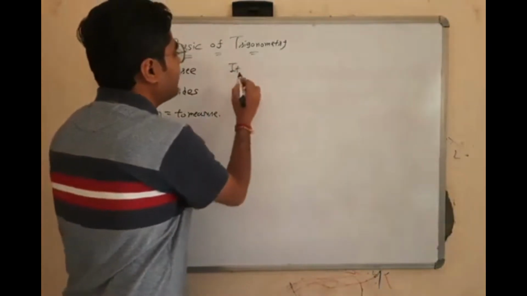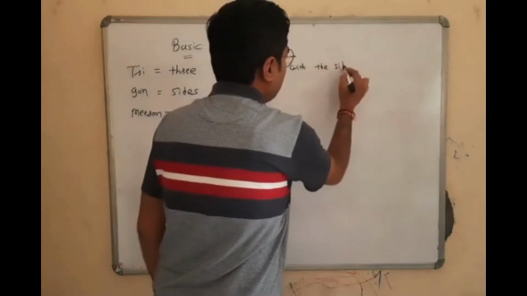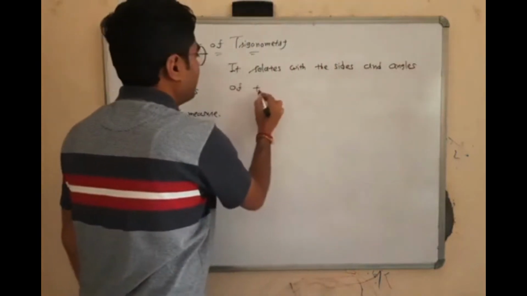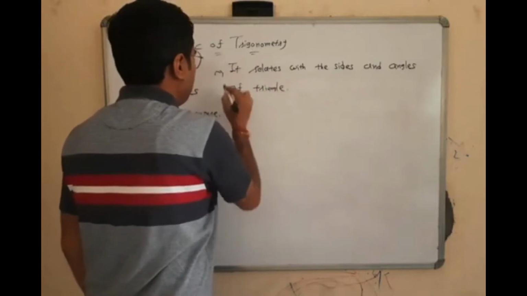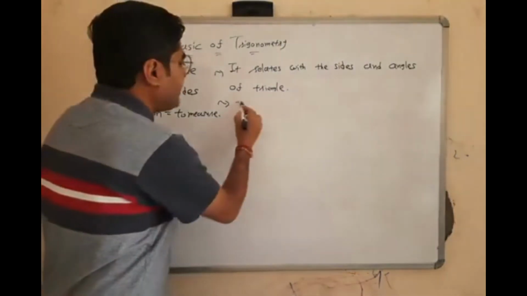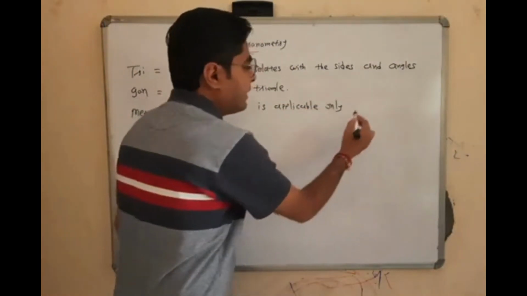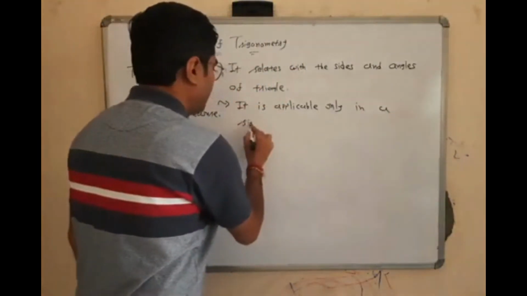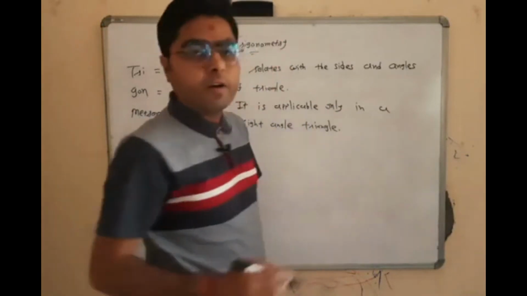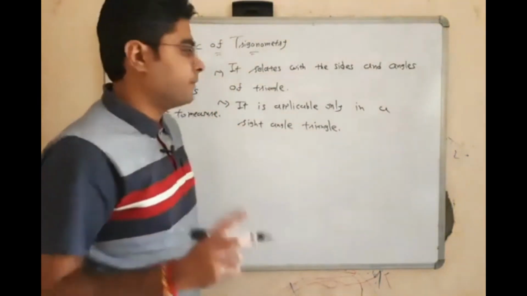In other words, we can say that it relates with the sides and angles of a triangle. You have to note down like that. It is applicable only in a right angle triangle. Make sure we make trigonometric ratio in a right angle triangle only.